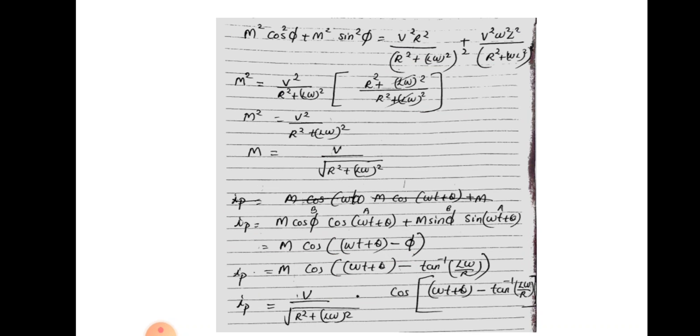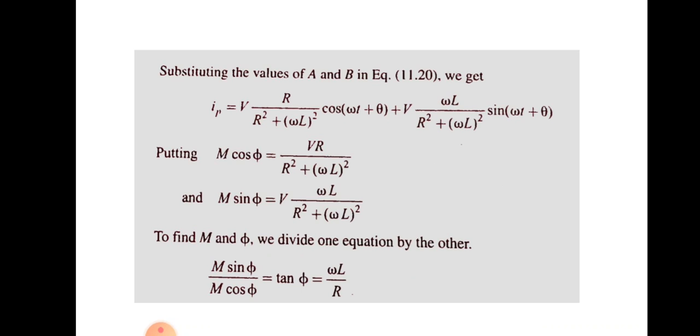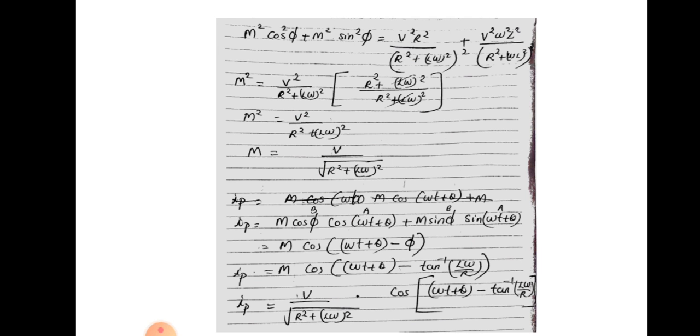Similarly, if we take the square of these two equations, M square cos square phi will give the square of this value. Similarly, M square sin square phi will give the square of this value. So when these two quantities are added, M square cos square phi plus M square sin square phi will be equal to V square R square divided by (R square plus L omega whole square), plus V square omega square L square divided by (R square plus L omega whole square).